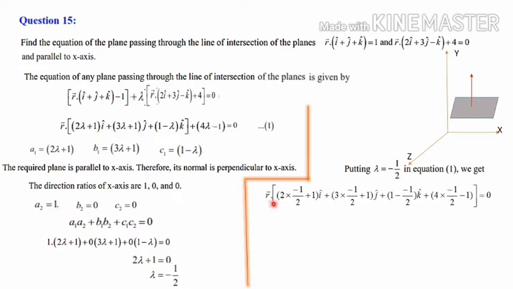That is vector r dot 2 into lambda. Lambda is minus 1 by 2 plus 1, plus 3 lambda plus 1 into j cap, that is 3 into minus 1 by 2 plus 1 into j cap, plus 1 minus lambda, that is 1 minus 1 by 2 into k cap, plus 4 lambda minus 1, that is 4 into minus 1 by 2 minus 1, equal to 0. When you do the calculation, it is vector r dot here.